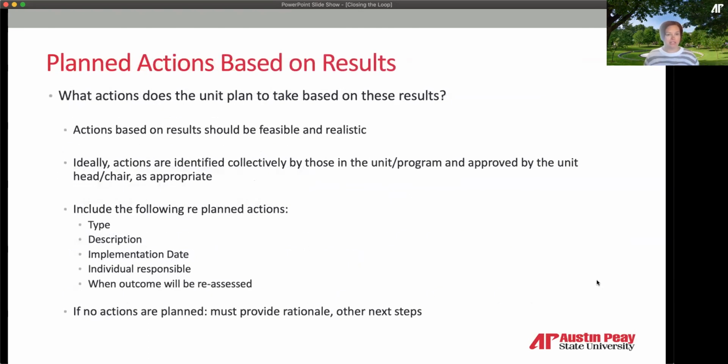So the last, and some might say most important part, this is really where you close the loop. This is where you decide what actions you're going to take based on these results, and you document that. This is always the hardest part, frankly, because you have to think about what is feasible, what is realistic.